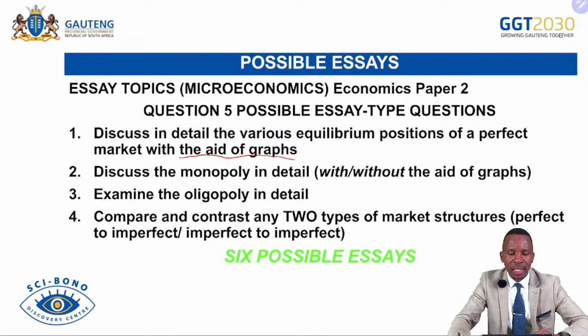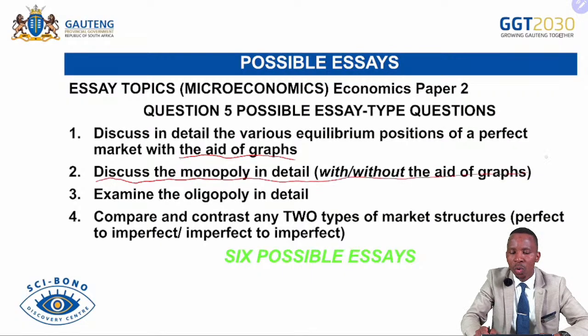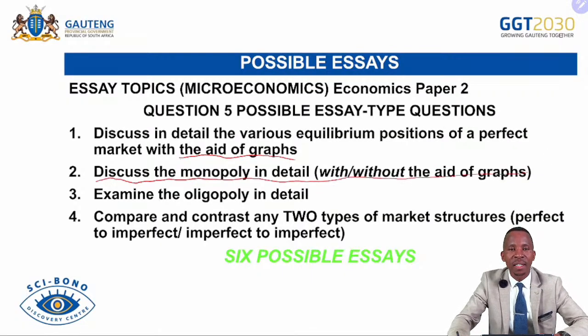Then number 2, discuss the monopoly in detail with or without the aid of graphs. In this case, it is very much important for you to read the question with understanding. Avoid the early excitement as you read the question, because if you simply find yourself with the early excitement, because maybe you believe you know the answer, you know the essay, you will find yourself making a mistake. Discuss the monopoly in detail. Then the question standard will be telling if with the aid of graphs or without graphs.